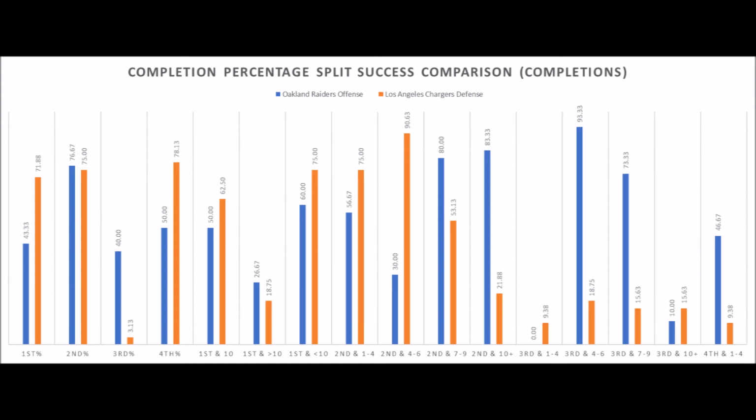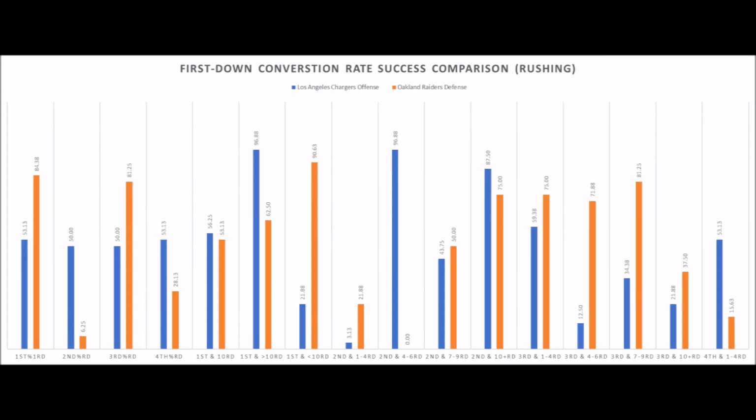And now when we get to some of the more juicier things, we look at first down conversion rate in terms of rushing the football, of the Chargers offense versus the Raiders defense. And honestly, the Raiders are going to have advantages on first down and third down, respectively. But second down, I think, is a big area where the Chargers might have some success. Second down is the only area where the Raiders defense is not performing well. So I think the Chargers will have success on second down because of that issue.